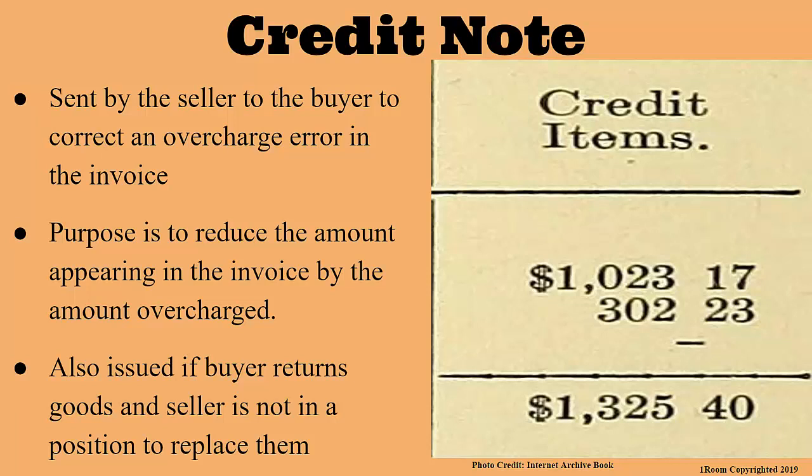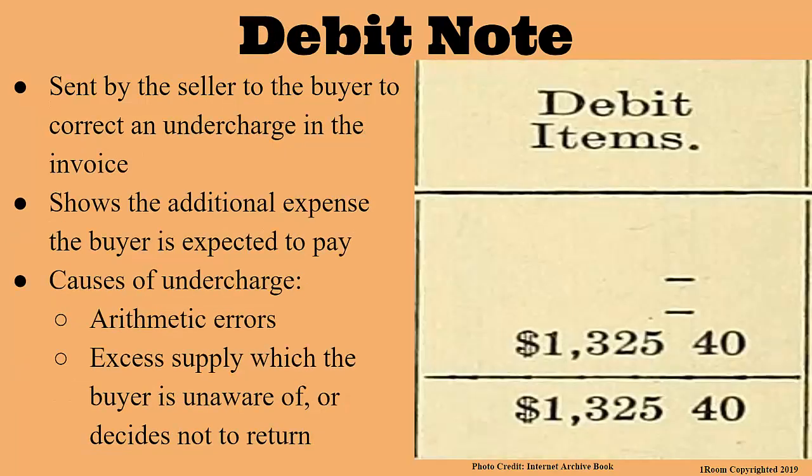The second document is called the debit note. What is the use? The seller sends this to the buyer in case the goods were undercharged in the invoice. It shows the additional amount that the buyer is expected to pay. I see.